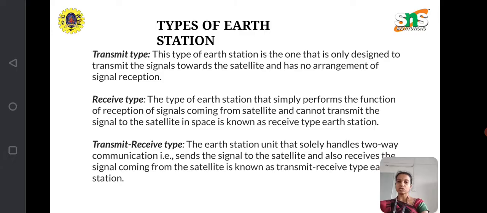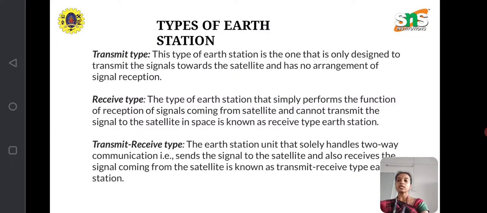Types of Earth station. There are three types: transmit type, receive type and transmit-receive type. First is the transmit type. This type of Earth station is designed only to transmit the signal towards the satellite and has no arrangement for signal reception.